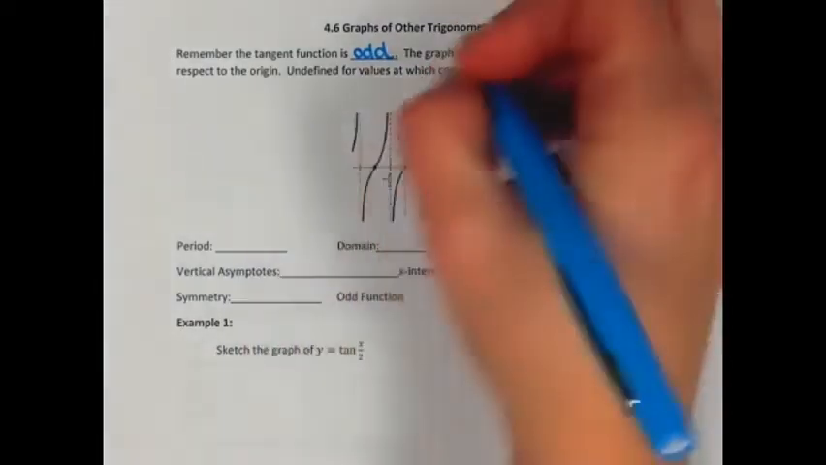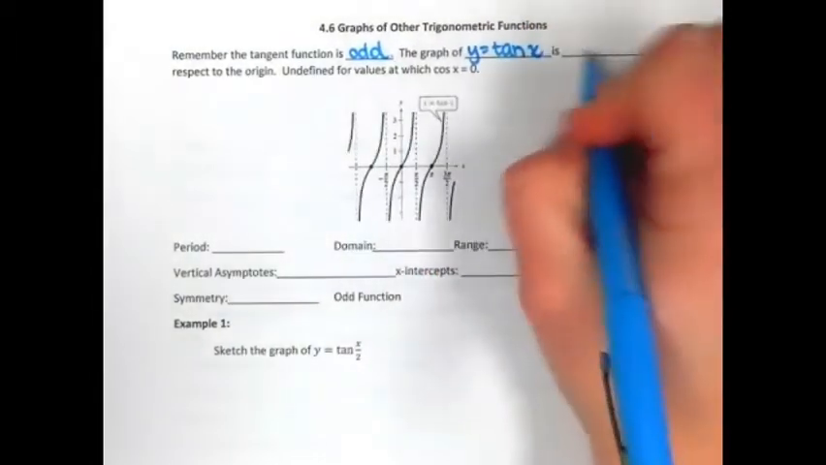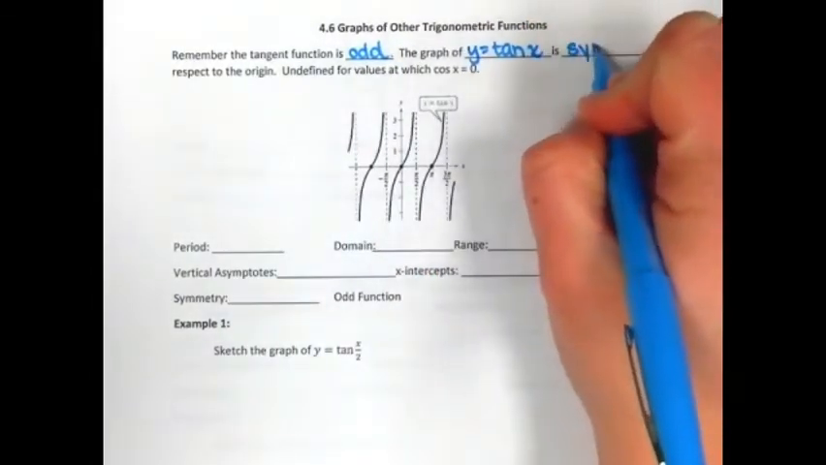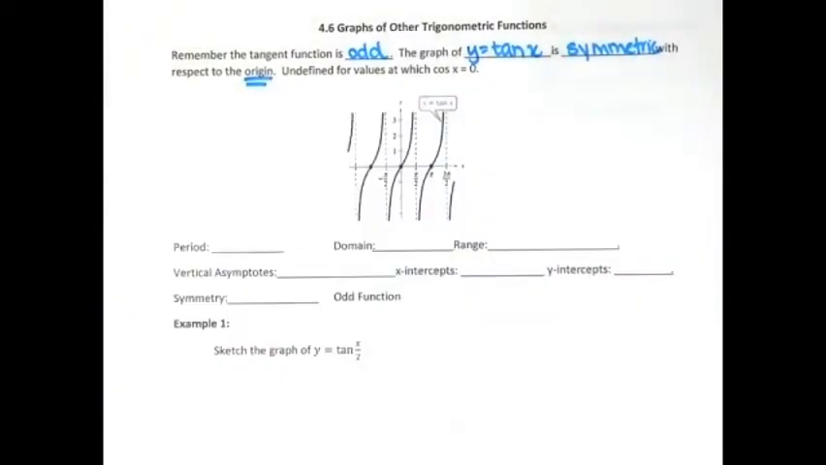So the graph of y equals tangent of x is going to be symmetric with respect to the origin. And what does symmetric mean? It's the same on both sides, right? Okay, it's the same on both sides.